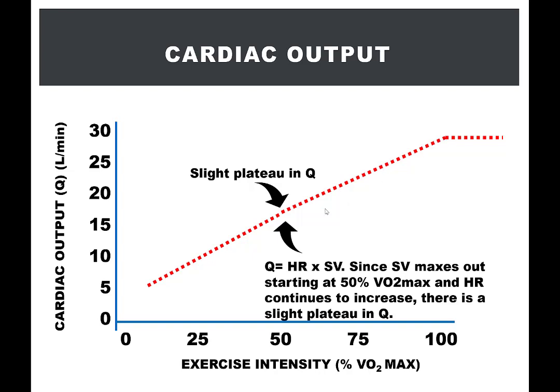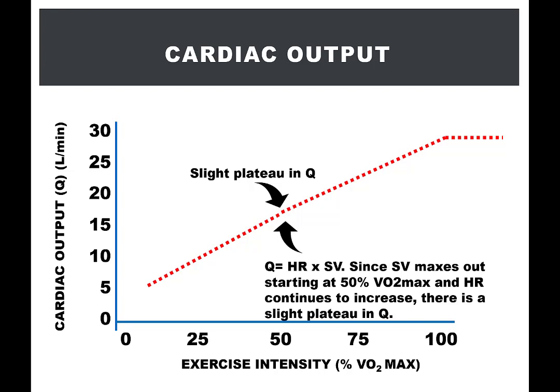And this is why cardiac output increases from 50% to 100% VO2 max intensities, but there is a slight plateauing of this increase, as you can see in this figure right here. And going back to the formula, it is because instead of two factors contributing to the cardiac output increase, there is now only one factor contributing to an increase in cardiac output, and that is an increase in heart rate, not stroke volume.